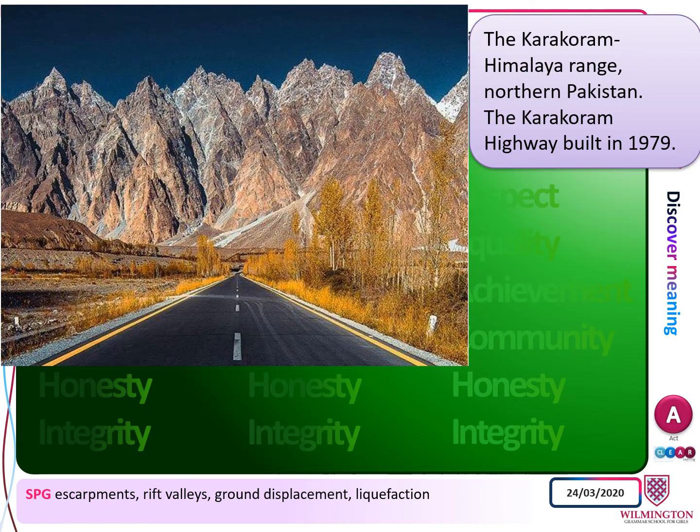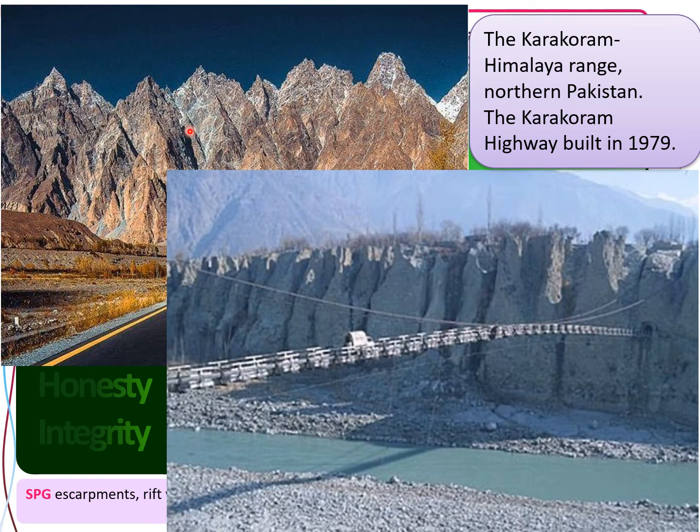There are some great pictures. This is from the Karakoram Himalaya range. This is called the Karakoram Highway, built in 1979. I love this picture. These mountains are very, very steep because they've been weathered by freeze-thaw weathering. They've been eroded by glaciers, and slowly weathered and eroded to form these jagged peaks. I just put it here because I like it.